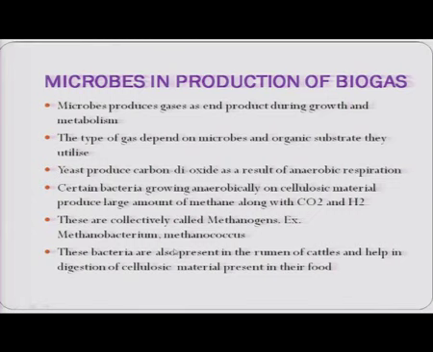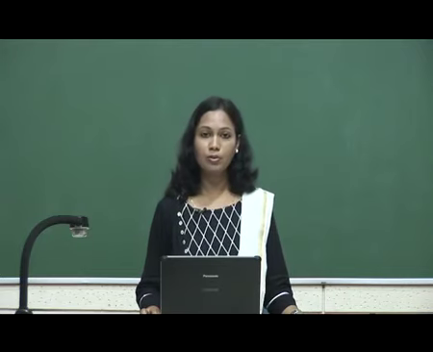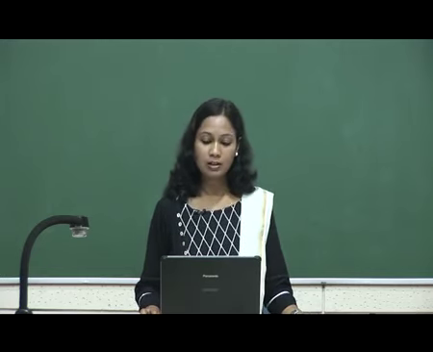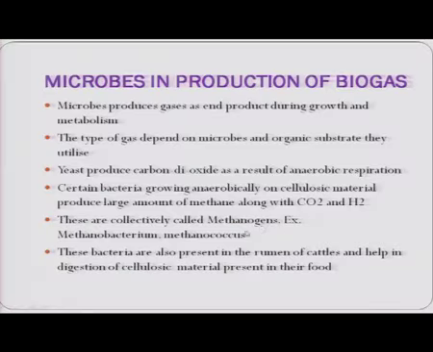So, we can also say that microorganisms are useful for us and we cannot survive without them, but the contrary is not true. Microorganisms can very well survive without us as they were surviving in the earlier times. So, these methanogens which grow anaerobically are helping in the production of biogas, and examples of methanogens are Methanobacterium, Methanococcus. These bacteria are also present in the rumen of cattle and they help in the digestion of cellulosic material present in their food.